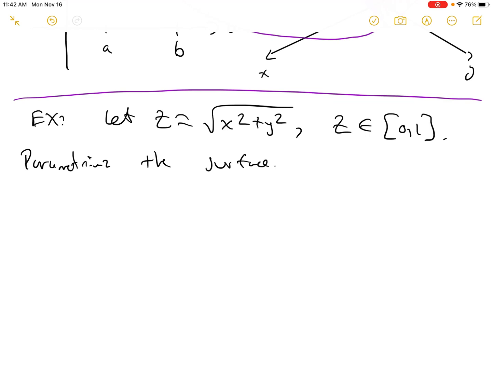Okay. Well, what are U and V going to be? The obvious candidates are R and theta, right? Because we're on a cone, which is like a cylinder, so we should use cylindrical coordinates. So we're going to let U be R. Actually, that's not how I want to do this. Hold on here.